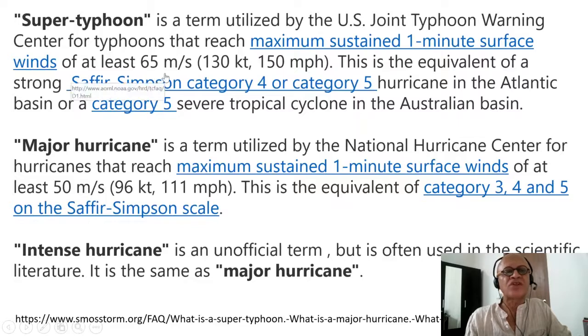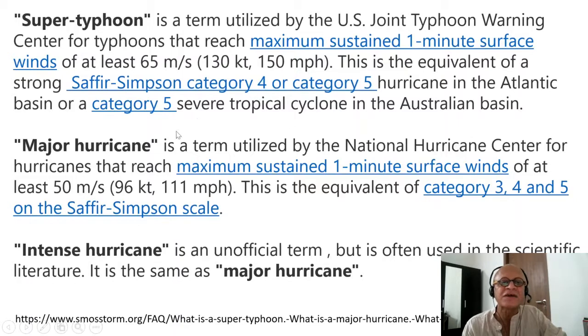So definitions-wise, super typhoon is a term utilized by the U.S. Joint Typhoon Warning Center for typhoons that reach maximum sustained 1-minute surface winds of at least 65 meters per second. That's 150 miles per hour. The US keeps doing these units that nobody uses anymore, but nonetheless, this is the equivalent of a strong Saffir-Simpson category 4 or 5 hurricane in the Atlantic, or a category 5 severe tropical cyclone in the Australian basin.